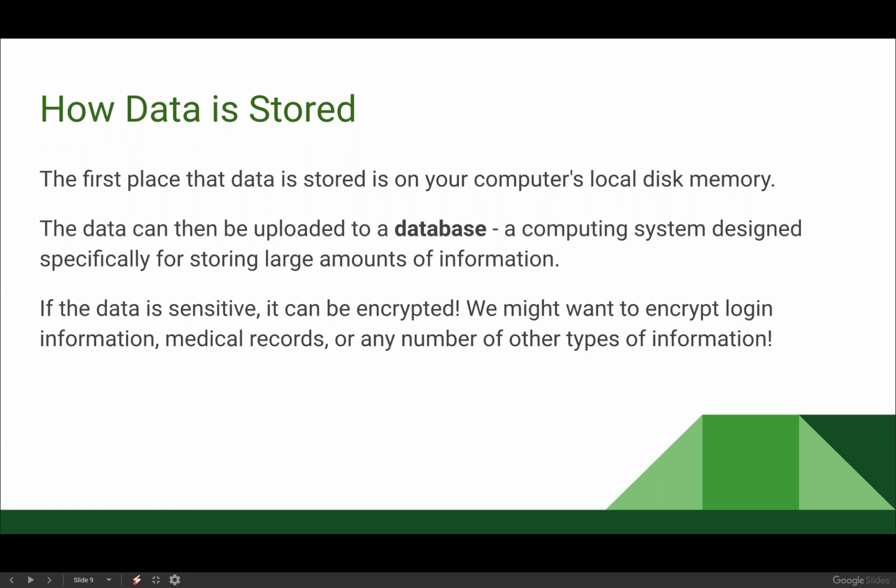And if the data is sensitive, so if it's login information, if it's medical records, if it's anything we don't want hackers to know, we can encrypt our information when we store it in that database. And that means that even if a hacker does manage to get access, they won't be able to read all of the information because they won't have the decryption key, or at least they shouldn't have the decryption key.